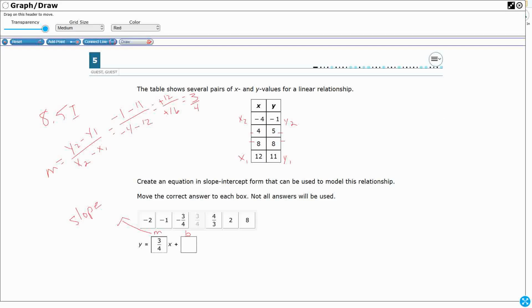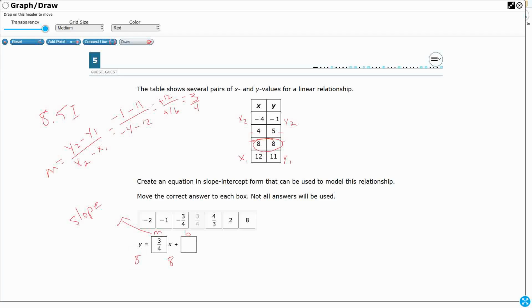So I can substitute that in. I can say y equals 3/4 x plus b. I want to substitute in a y and an x, and I'll just use 8 and 8 to actually find that b. So let's do 8 equals 3/4 times 8 plus b. I could do that with 4 and 5. I could do that with any of these pairs. And if you're not sure about it, I would suggest substituting all 4 of these pairs. You'll get the same thing.